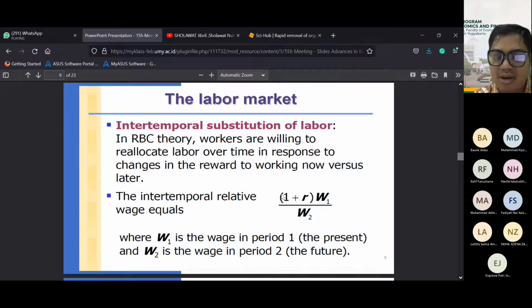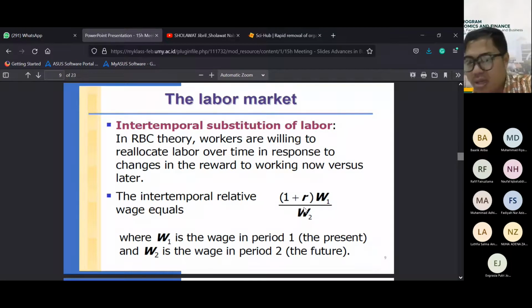And the intertemporal relative here is 1 over R times W1 and W2. W here is wages, and the R here is connected with the interest rate. So the interest rate becomes a very important variable, in how it influences the wages amount, where W1 is the wage in period 1 or the present, and W2 the wage in the future. So you are comparing now wage 1 and wage 2, which one is bigger or more interesting. If you feel that wage 1 is higher or more interesting, you will select to take the rewards right now, or the activity right now. But if you feel that W1 is lower compared to W2, you will postpone and maybe take this chance the next time, in the future.